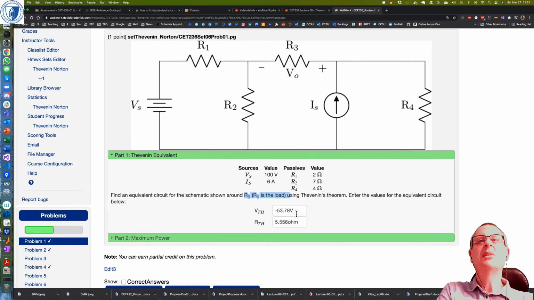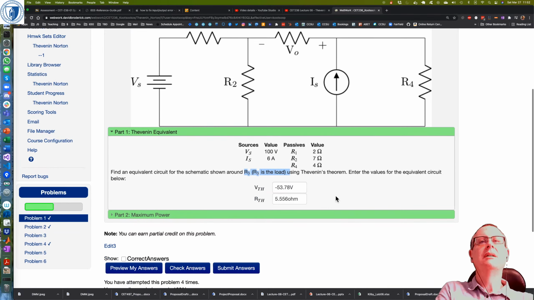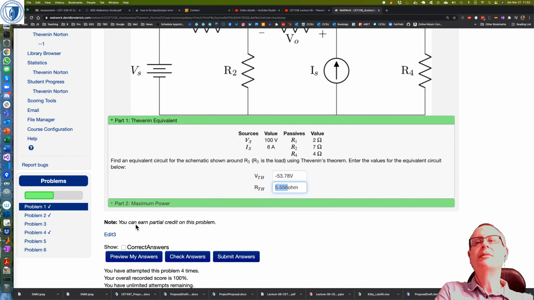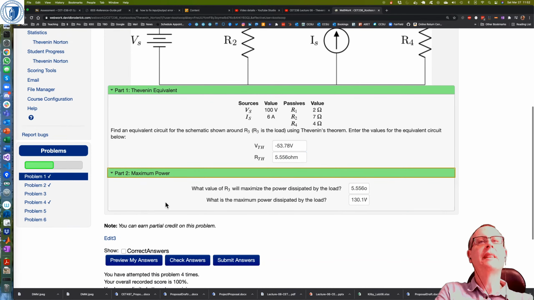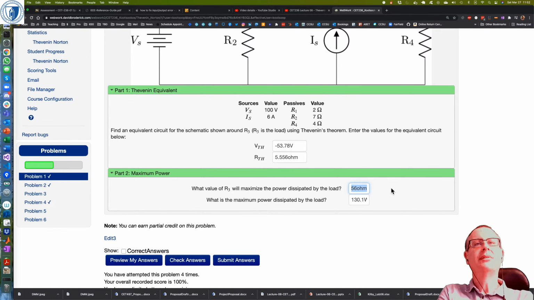And in this particular example, my Thevenin voltage is minus 53.78 and my Thevenin resistance is 5.556, and then because of that Thevenin resistance, the maximum power dissipated is that, and then because I know the voltage, 53, I can figure out what the power dissipated by the load is.